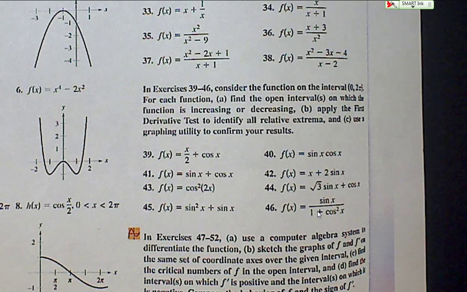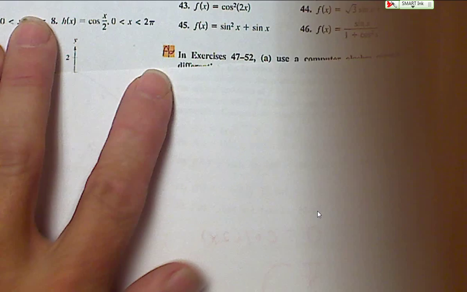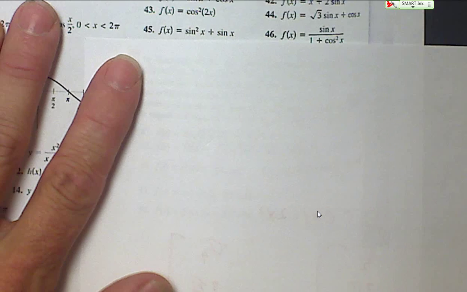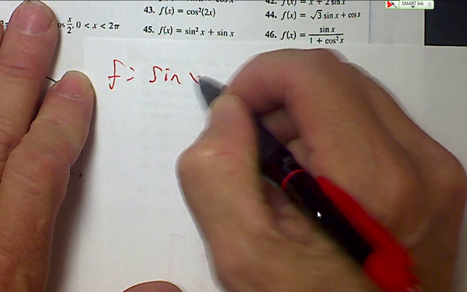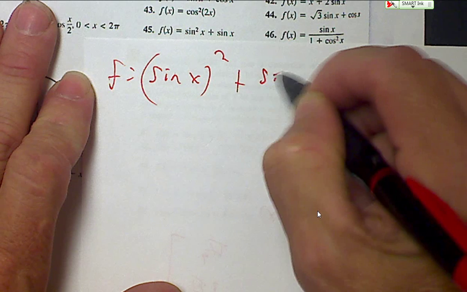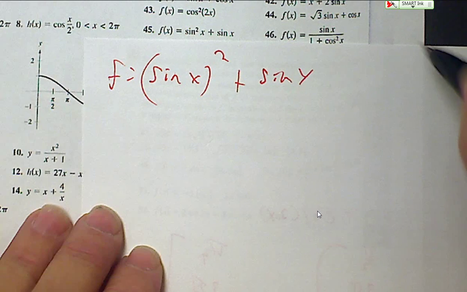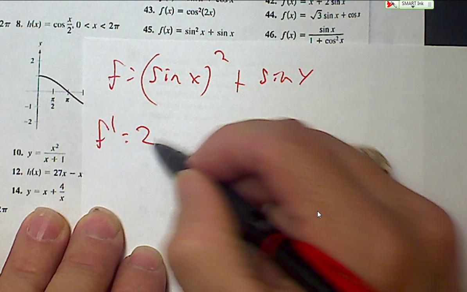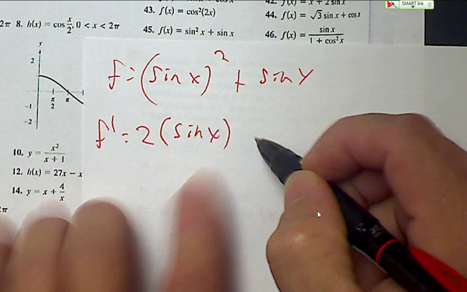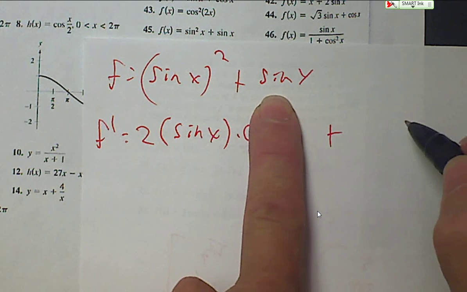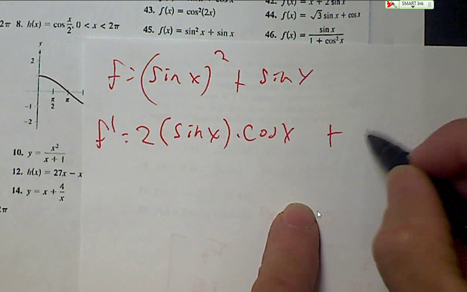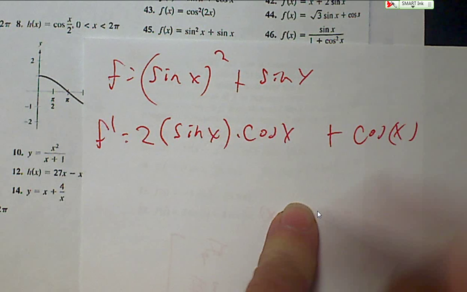45, another trig function. So f equals sine of x squared plus sine of x. F prime equals 2 sine of x cosine of x plus cosine of x. I set it equal to 0.